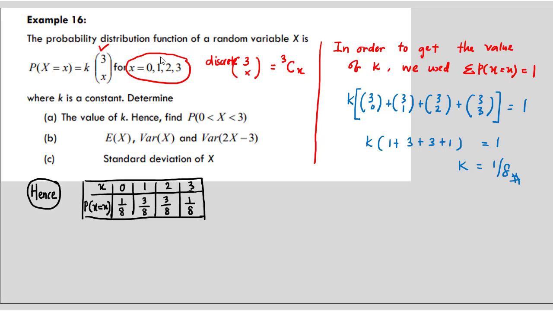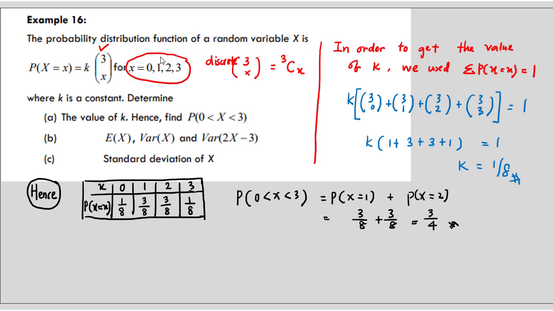Okay, hence, after we get the value of k, because you know that parts B and C still involve the variable x, which is in finding the mean and variance, we can compute it in table form after we substitute the k value. Based on 3C0, 3C1 and so on, we know that it's 1, 3, 3, 1. Therefore, after multiplying with k, 1 over 8, you obtain the following table.